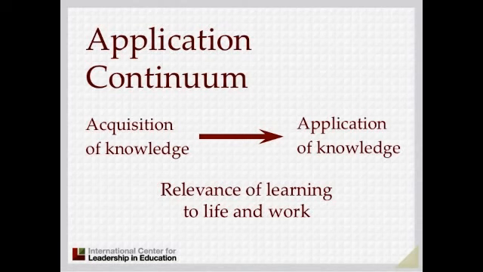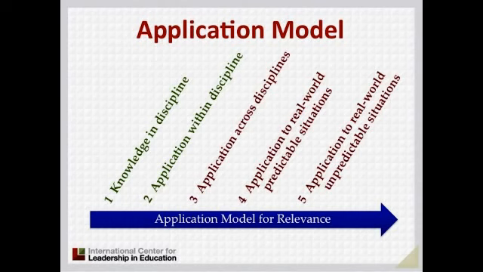Moving along the application continuum increases the relevance of the learning to life and work. So let's review the application model for relevance. The lower levels are knowledge and application in one discipline. From there, it advances to application across disciplines. At the highest levels, we see application to real-world predictable and unpredictable situations.